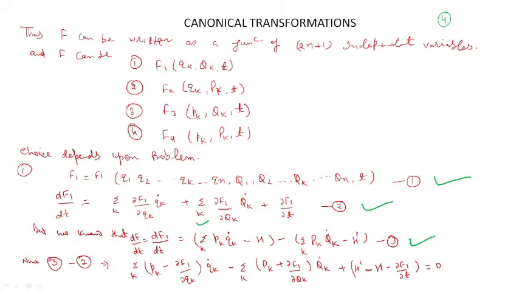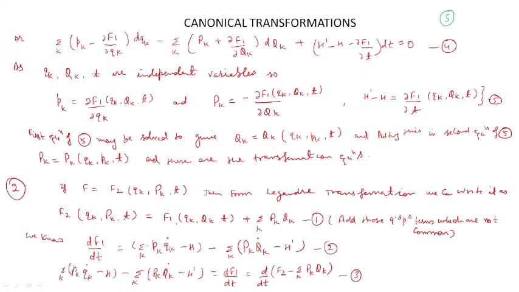Now if we subtract equation number 2 from equation number 3, then we can write it as sigma k pk minus del F1 over del qk into qk dot minus sigma k capital Pk plus del F1 over del Qk into Qk dot plus H dash minus H minus del F1 over del t is equal to 0. Or we can write the earlier equation as sigma k pk minus del F1 over del qk into dqk minus sigma k capital Pk plus del F1 over del Qk into dQk plus H dash minus H minus del F1 over del t into dt is equal to 0. Let us say it is equation number 4.